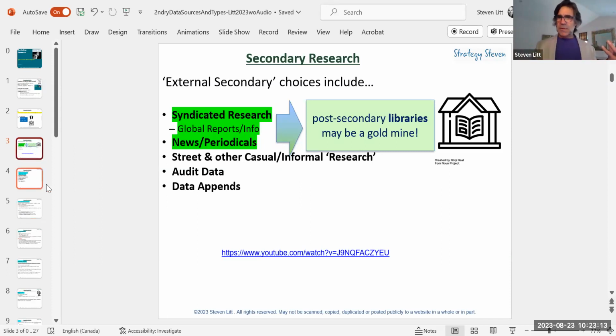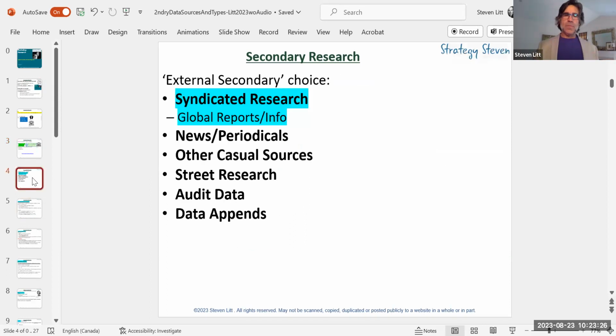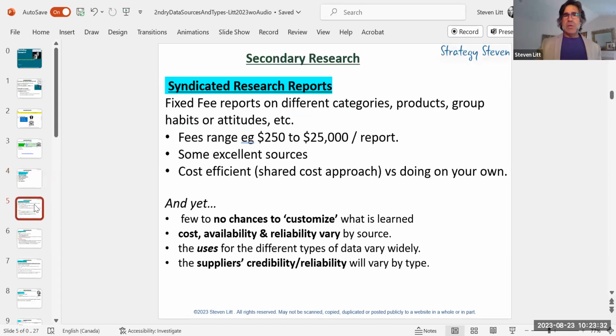We're approaching these types of external secondary in this order for a specific reason that I hope will be clear in a minute. They tend to be higher risk as you move down the list. Syndicated research is a pretty safe choice. These are done by major suppliers.